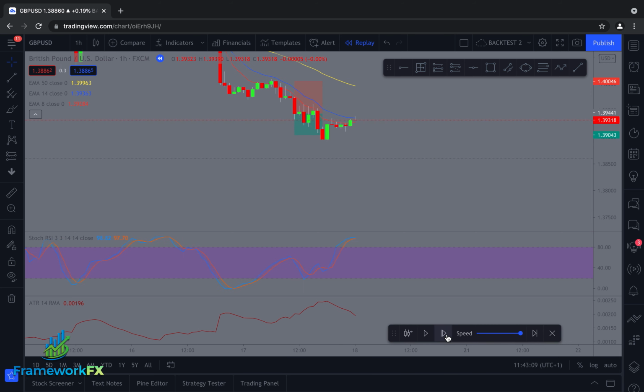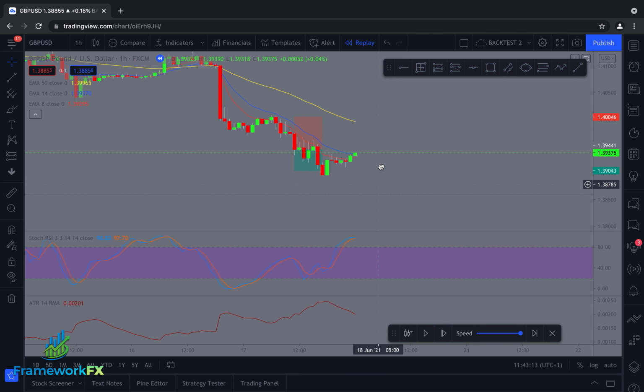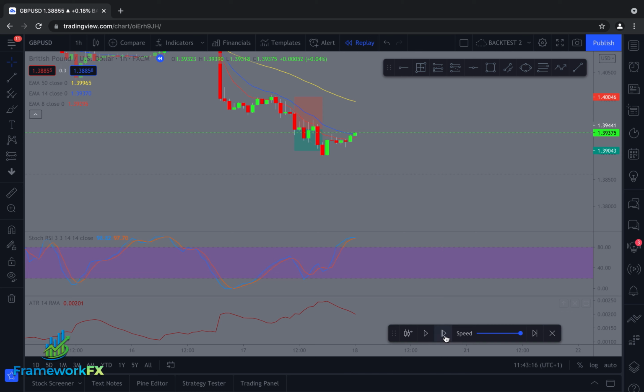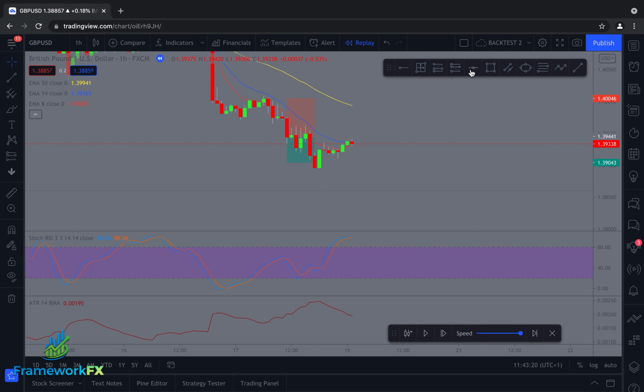We're looking for another entry because we're still below those exponential moving averages. We're looking for another cross back, and we get it there. Okay, so because these three moving averages are still below one another, this is still a valid entry into this trade.